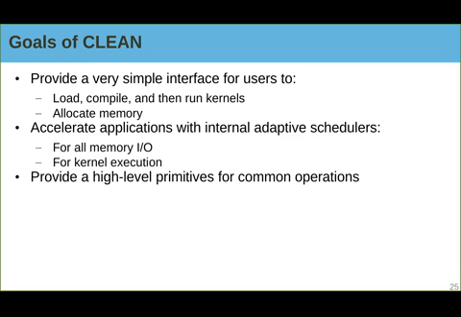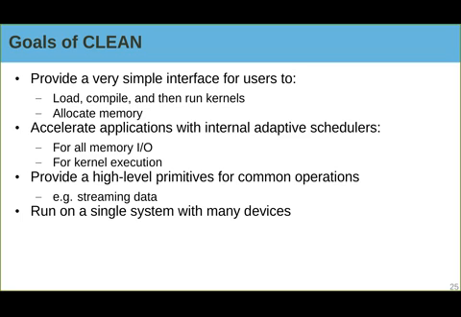We also want to provide high-level primitives for common operations. Eventually we'll provide support for streaming data. Right now, the execution model isn't aware of what streaming is, so the scheduler is not going to do a very good job at it. But we can add a higher level primitive that understands what streaming data is, so that the scheduler can work with that. And that's actually something I'm working on as a side project right now.